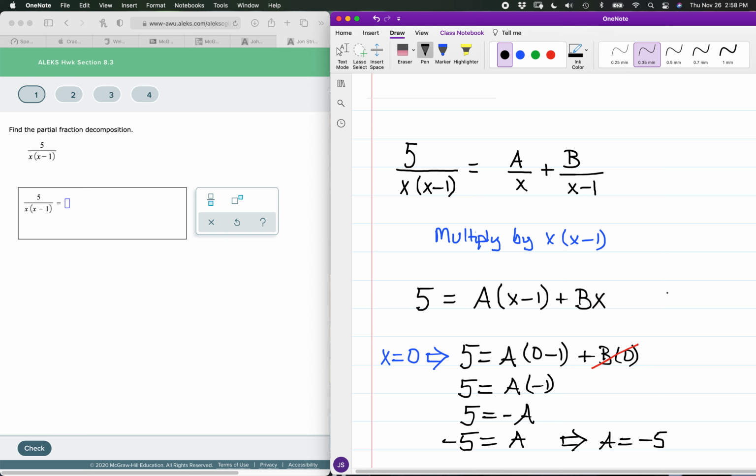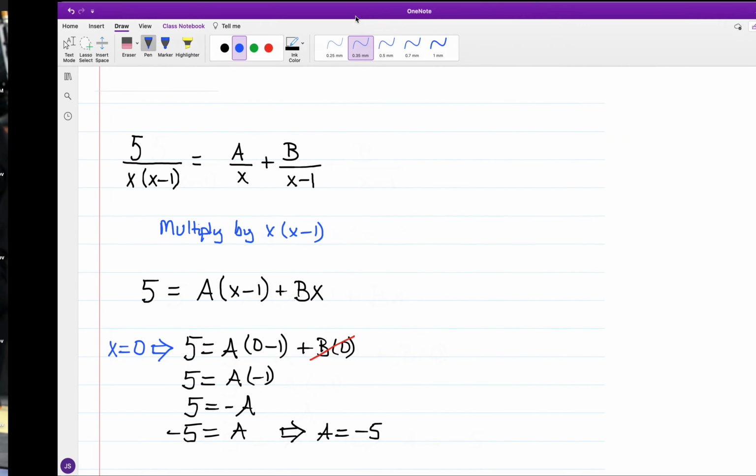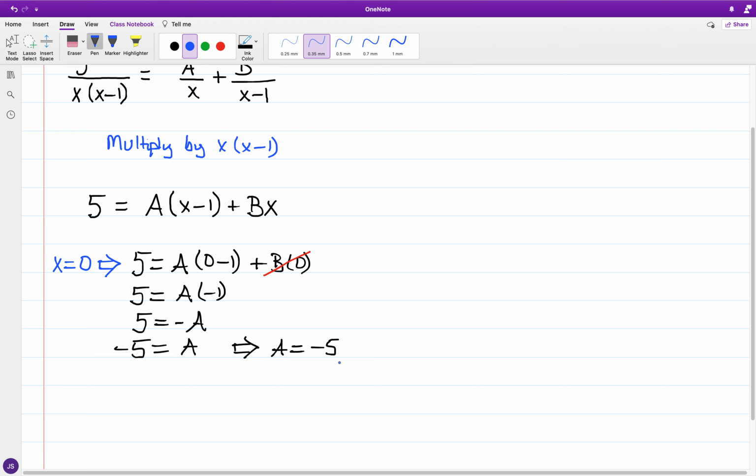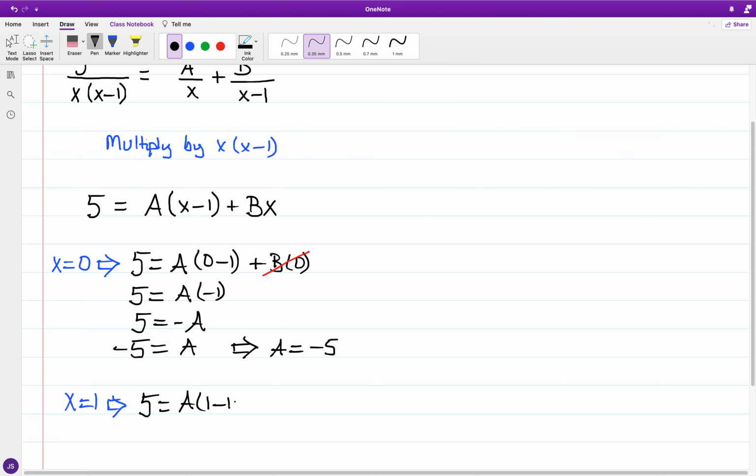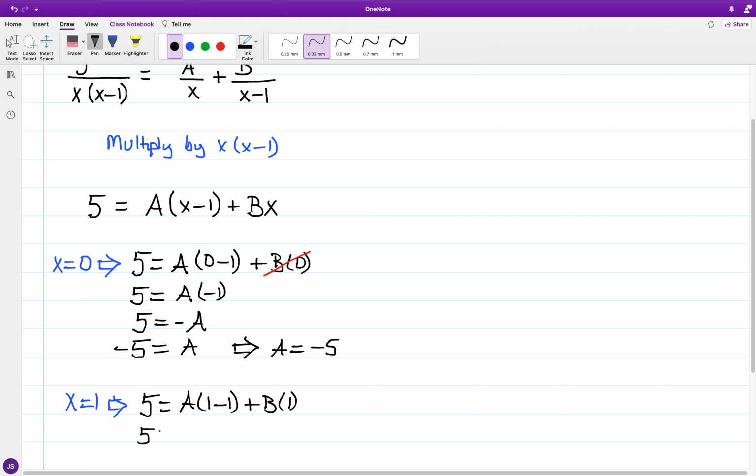Now, in looking at the case of B, I negated B upon setting x to 0, but now I'm going to negate A as I set x equal to 1. So setting x to 1, we're going to have 5 is equal to A times the quantity of 1 minus 1 plus B times 1. And we're going to have that 5 is equal to A times 0 plus B.